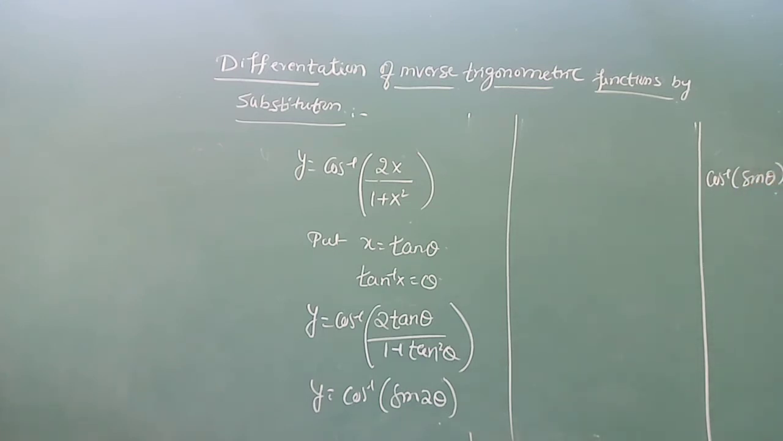Cos inverse of sin theta can be written as cos inverse of cos of pi by 2 minus theta, correct? According to the ASTC rule, pi by 2 minus theta, 90 minus theta, lies in the first quadrant and it is a complementary angle. Cos 90 minus theta, please concentrate, can be written as sin theta. Therefore, cos inverse of sin theta can be written as cos inverse of cos of pi by 2 minus theta.